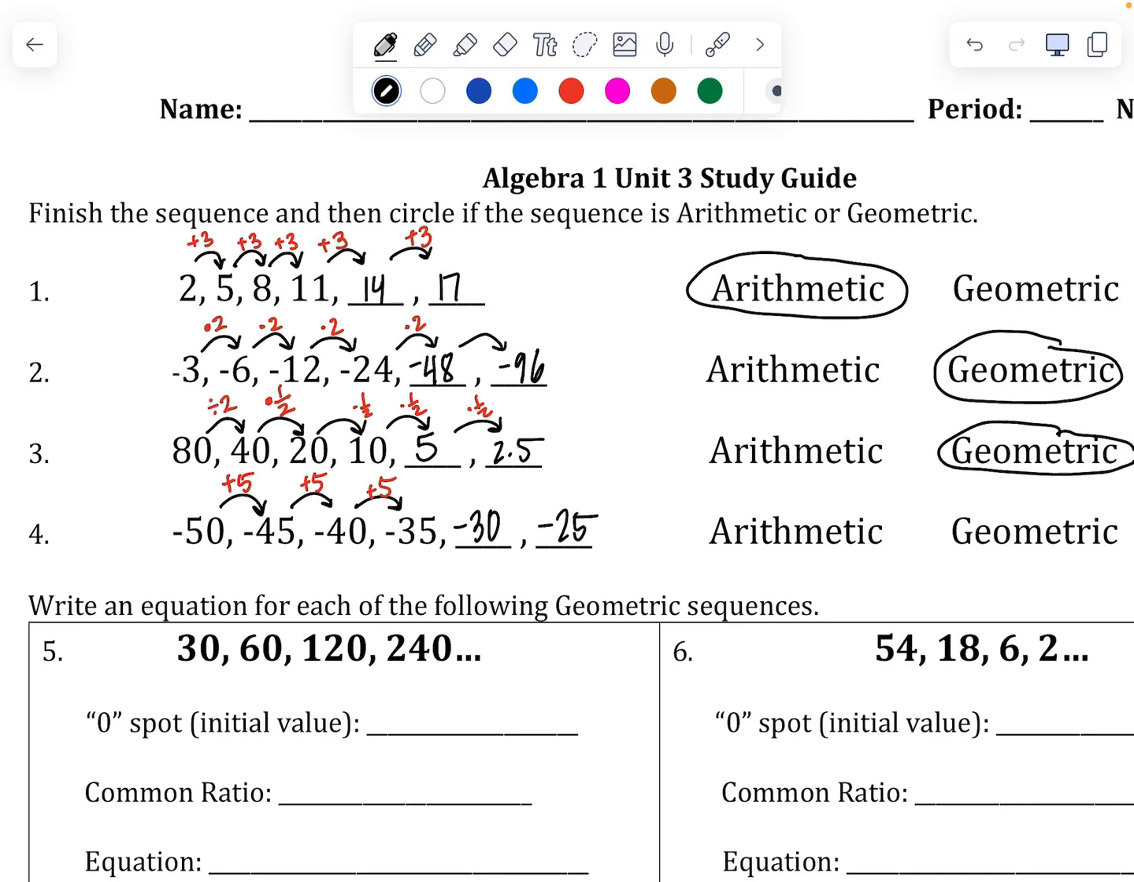Is this arithmetic or geometric? Thank you so much. You're adding by 5. Arithmetic. Thumbs up if that makes sense.